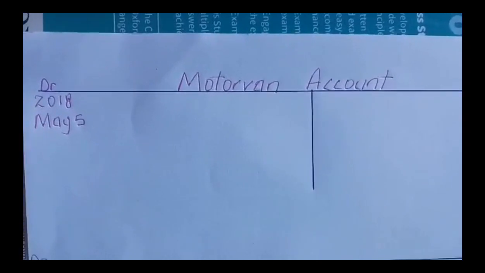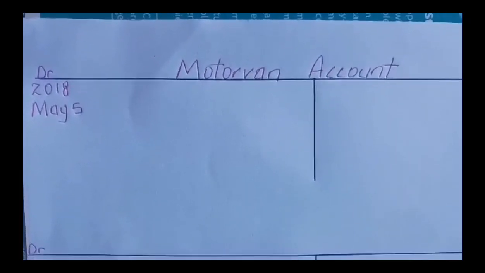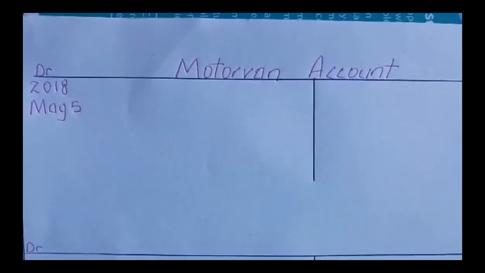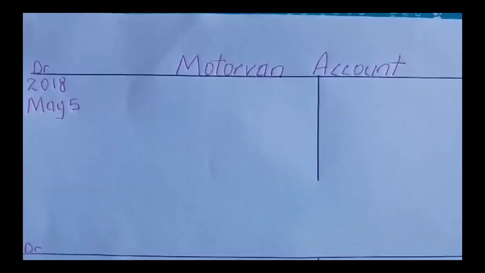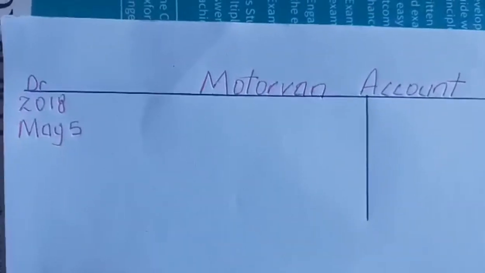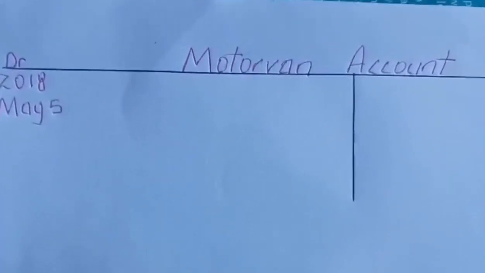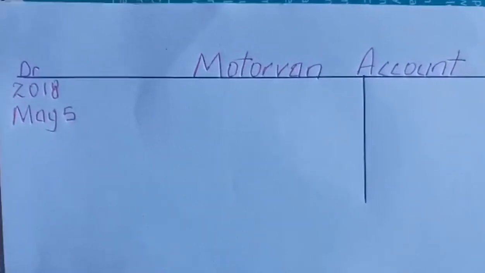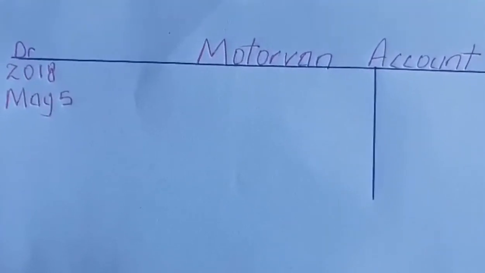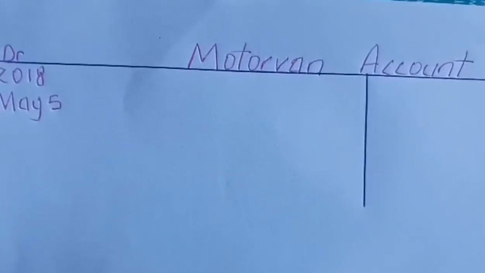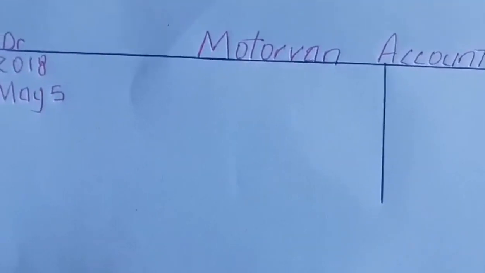So the detail would be the other account in the very same transaction that is being affected as a result of the motor van being bought. In that case, it would be cash. So cash would go in the detail because cash is decreasing as a result of the motor van that was bought. So cash would be in the detail under motor van account.